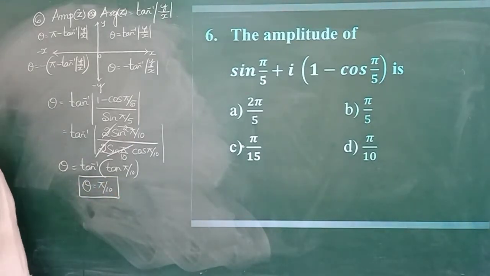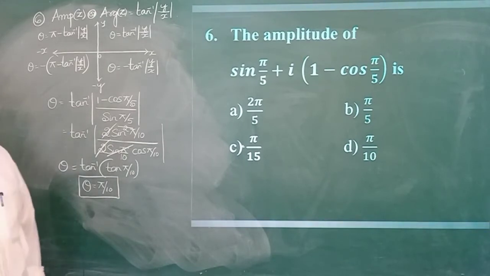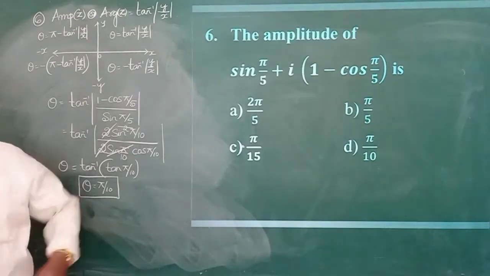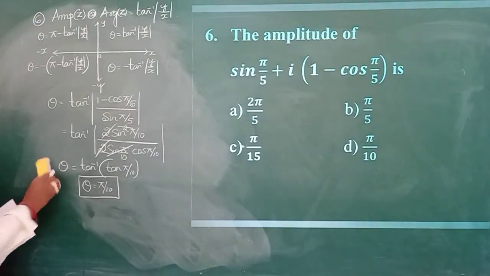I will repeat once again. To find the amplitude, we have the formula theta is equal to tan inverse modulus y by x. According to the quadrant, the theta formula varies. Theta is equal to tan inverse of (1 minus cos pi by 5) divided by sin pi by 5. 1 minus cos theta is 2 sin square theta by 2, and sin theta is 2 sin theta by 2 cos theta by 2. Tan inverse tan pi by 10, that is pi by 10. You should know the allied angle technique. So we'll go for the next one.